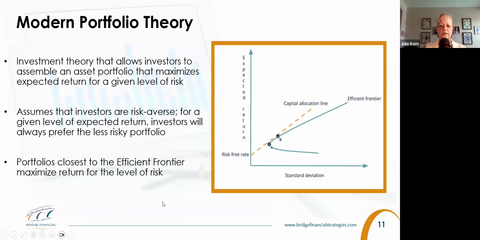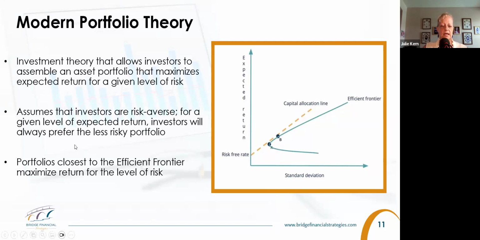So that brings us to modern portfolio theory. This is just a theory that allows investors to build a portfolio based on an algorithm, a mathematical model that maximizes the return for any level of risk along the risk horizon. So the assumption is that investors are risk averse, which means that if you are going to take any risk, you want to be compensated for that.